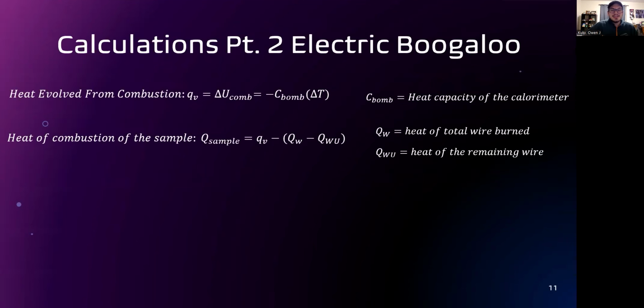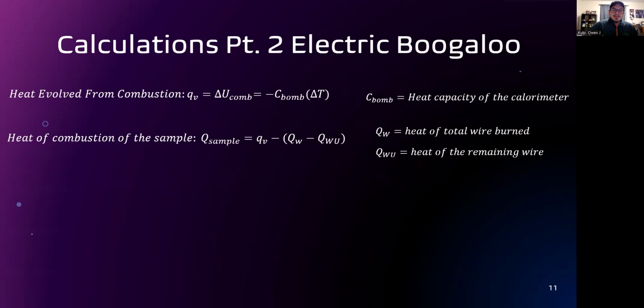The final set of calculations expand on the last even further, where the change in internal energy is equal to the negative heat capacity of the calorimeter multiplied by the change in temperature we calculated earlier, with the total heat of combustion being the change in internal energy minus the heat of the ultimately burned fuse minus the unburned.